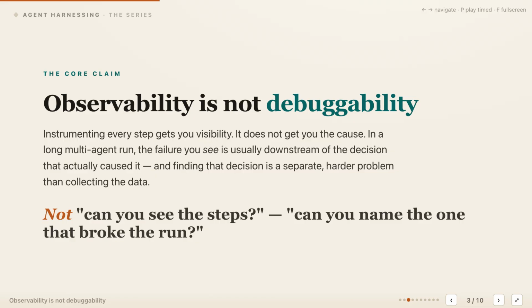That distinction matters because agent failures often travel downstream before they become visible to monitoring or users. An early assumption can contaminate planning, search, and synthesis, even though the obvious error appears much later. So, the useful question is not whether you can see every step, it is whether you can name the step that made failure inevitable and explain how its effects propagated.